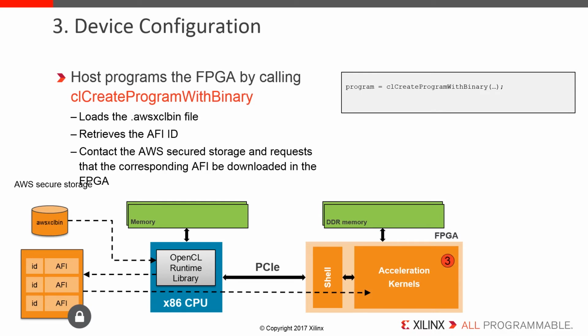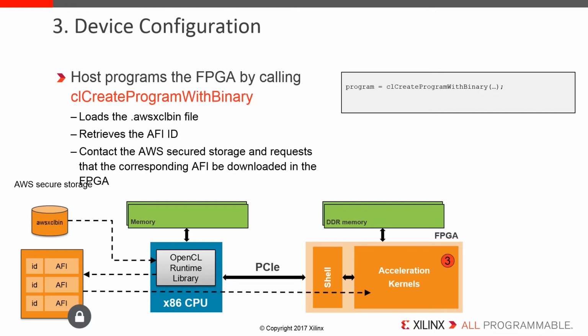When the host code executes the clCreateProgramWithBinary API, the kernels are loaded into the device. On the AWS F1 instance, this binary executable calls the AWS secured storage, and the Amazon FPGA image, or AFI, is loaded on the FPGA. Note that this is without any end-user intervention or access to the bitstream being downloaded. The kernels are now ready to be executed on the FPGA.